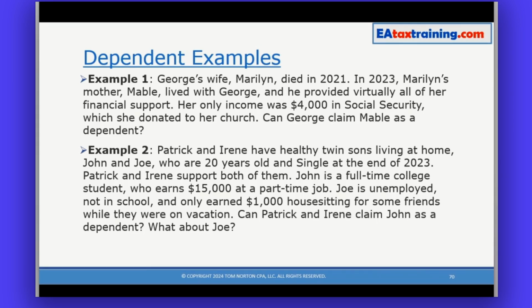What about Joe? Joe is over age 18, so he's age 20. Remember, it's age 19 or older unless you're a full-time student, but he's not a full-time student, so he's too old. So is Joe a qualifying child? And the answer is no. He is not a qualifying child because he's over age 18 and he's not a full-time student. So does that mean they cannot claim him as a dependent? Well, remember, there's two different ways to qualify.